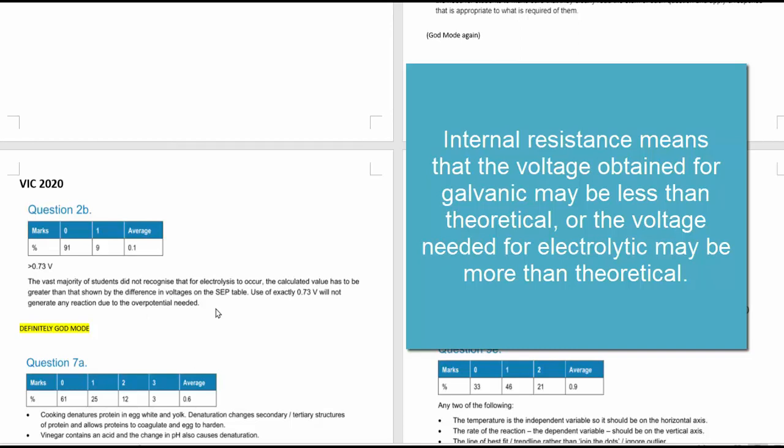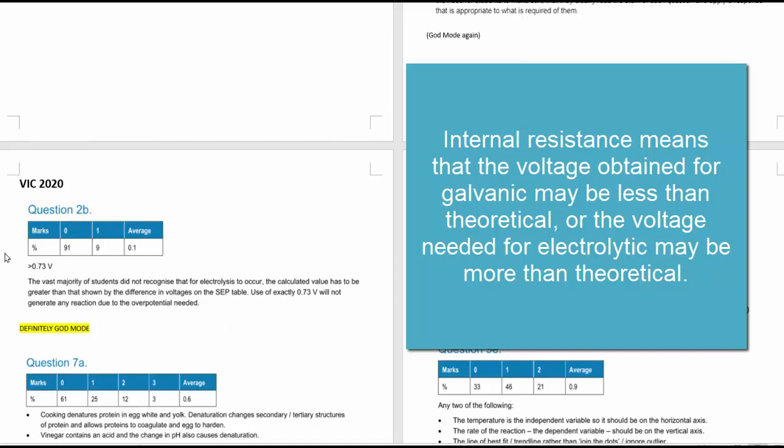So when you're giving a number of what it should be, it is wiser to say in brackets, the voltage needed will be less if it's galvanic because of internal resistance, or you may need a higher voltage for electrolysis due to internal resistance. That's God mode to the point of being probably more than what most teachers actually know. And I've argued about whether that exists or not. I've said I've seen it in a mark scheme, and now I have proof of it.